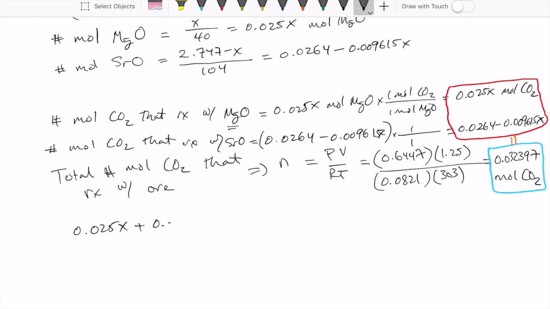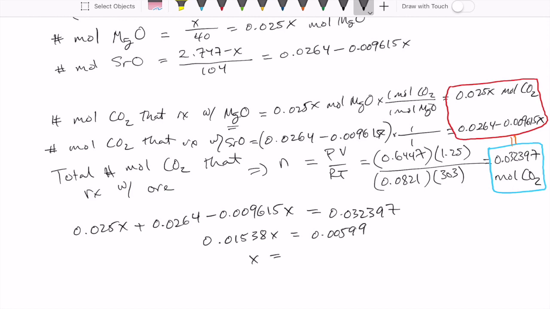I'm going to say 0.025x plus 0.0264 minus 0.009615x. That's the sum of those two things in red. They should equal 0.032397, which is the thing in blue. And we can then isolate the x and then solve for our x value. Okay? And so 0.01538x should equal 0.00599, and then the x itself would equal 0.3898 grams. And remember what the x represents is the mass of MgO, right?